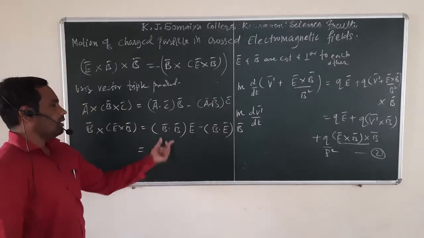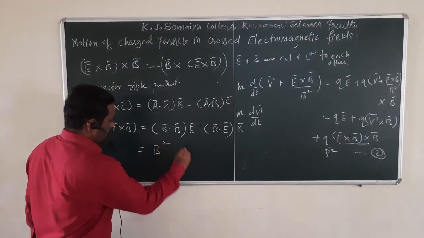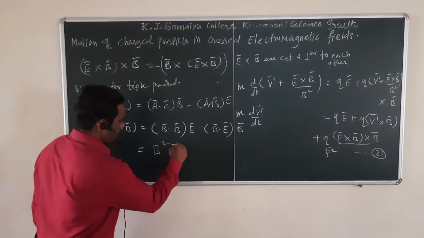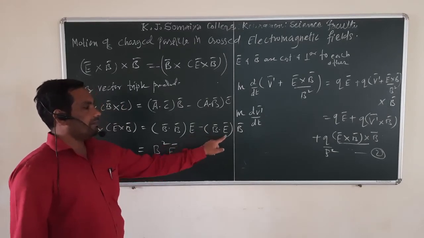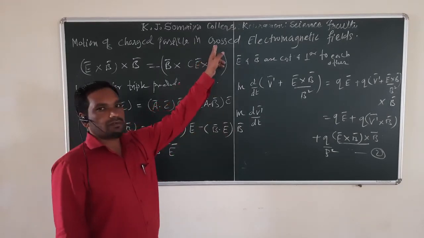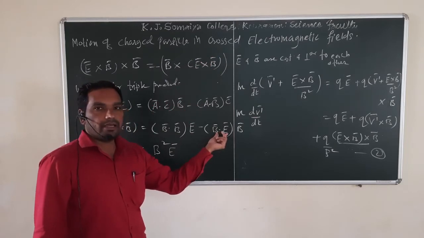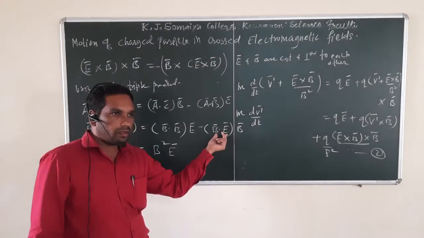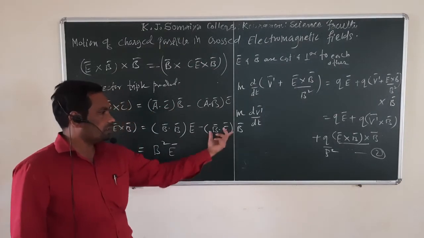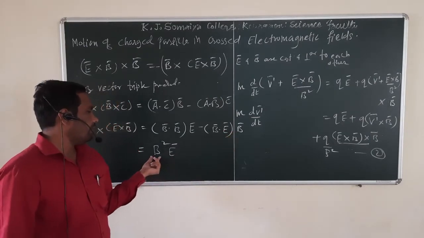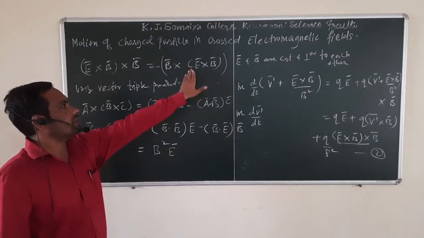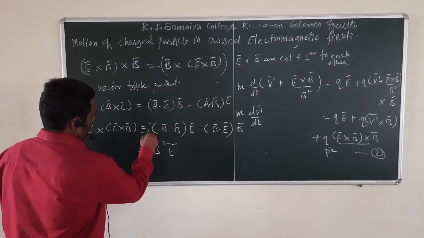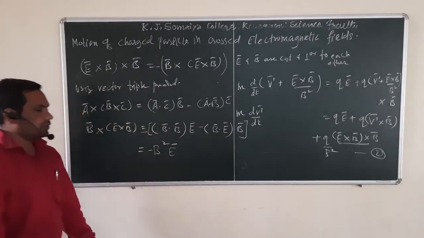Now this is equal to vector B dotted with B, and we know that if you multiply two identical vectors it becomes B square, multiplied by vector E, minus vector B dot E. We have taken crossed fields, which means B and E are perpendicular to each other, so the dot product is B into E into cos 90. Cos 90 is 0, so this term becomes 0 and we have B square E. And this negative sign is here, so minus B square E.